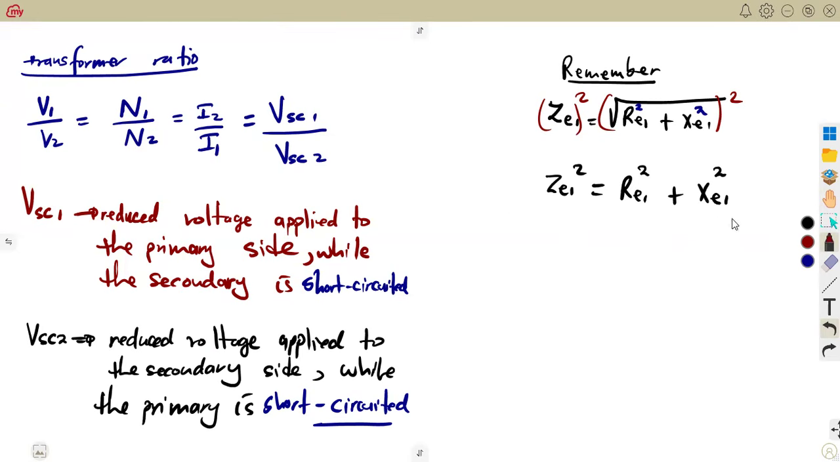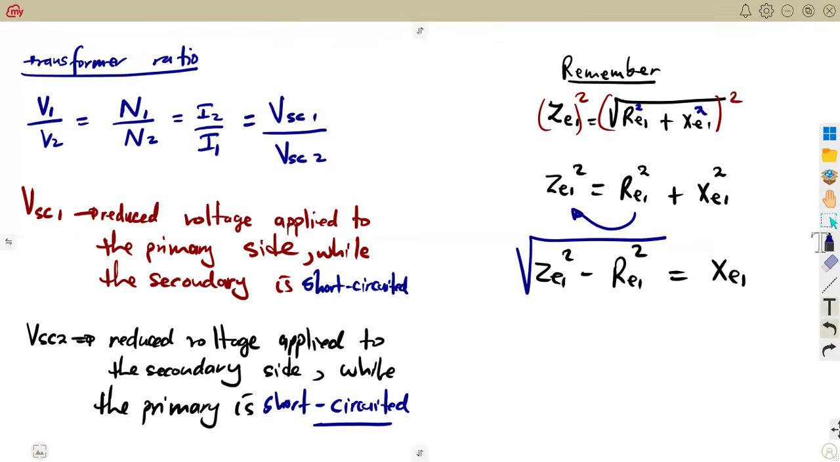And we need to make reactance the subject. So definitely we're going to take this to the other side. That will be ZE1 squared minus RE1 squared, which is equal to XE1 squared. So you have to remove that square by introducing what? The square root, definitely. So that is going to be the condition of the equivalent reactance, which can also be for the secondary side, referring to the secondary side.